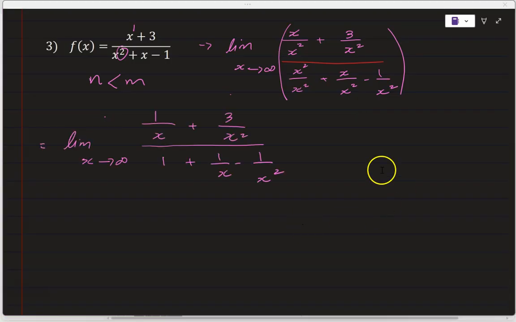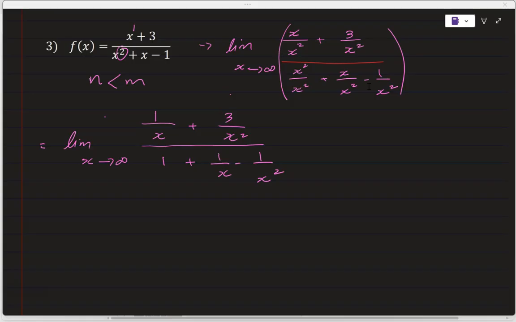And here it is. So I went through x over x squared is 1 over x, and then 3x squared, and then x squared over x squared is 1. X over x squared is 1 over x, and 1 over x squared, you just leave it alone with a negative. And now we apply the limit as x approaches infinity to each term.